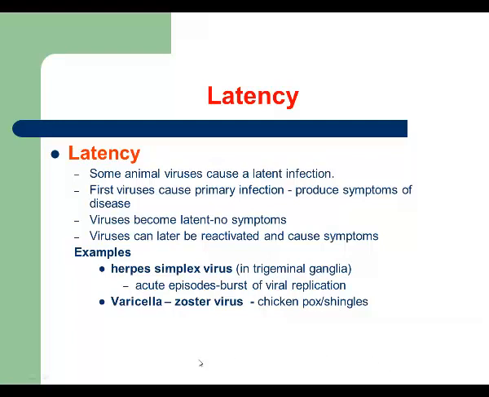So let's talk about what is going to happen when we get infected with, let's say, herpes simplex virus. First, this virus causes a primary infection. Primary infection produces symptoms of infectious disease. In this case, for example, low-grade fever, symptoms of intoxication, which are headache, muscle ache, malaise, tiredness, and then cold sores on the surface of the mucous membranes or skin.